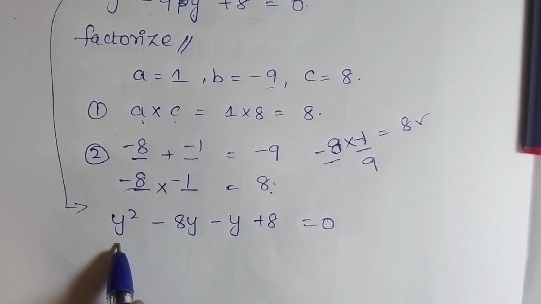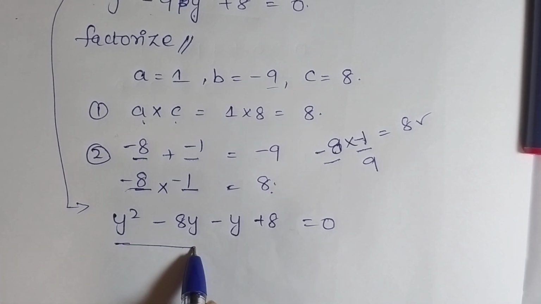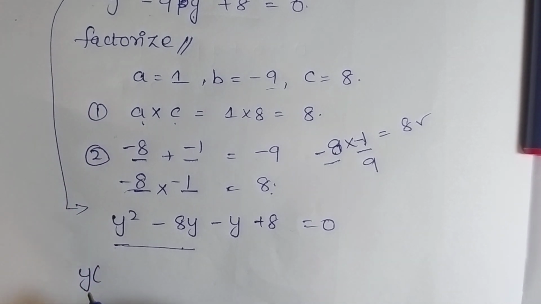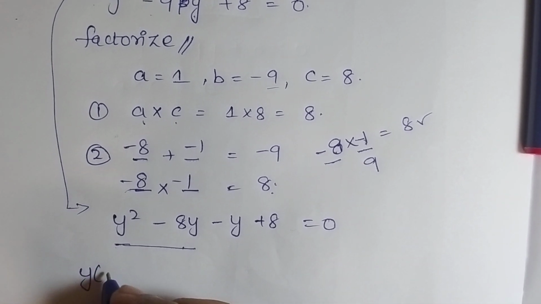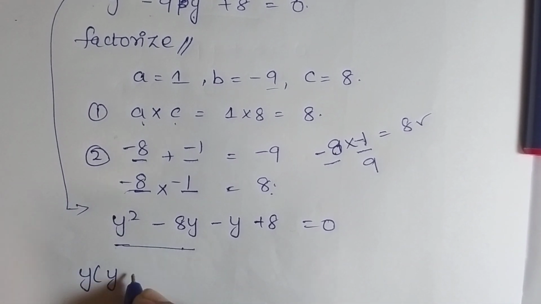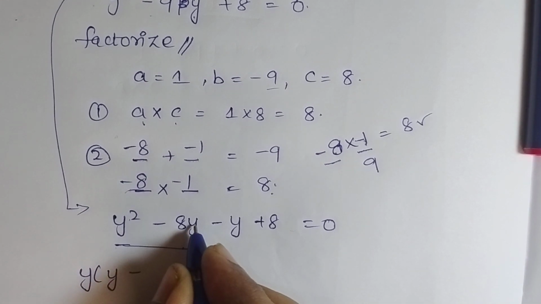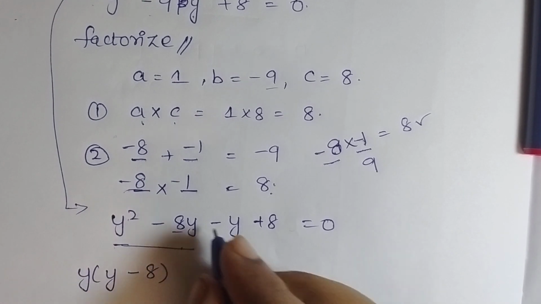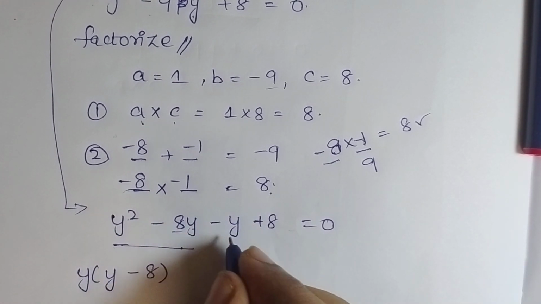First, I need to consider the first two terms. If you see here, what will be common? Y is common, so I'm going to take that out. The remaining is y minus 8, because when y is taken out, the remainder left over is 8. Here there is nothing common.